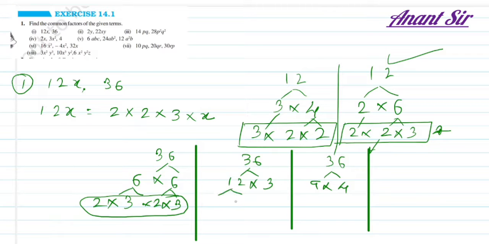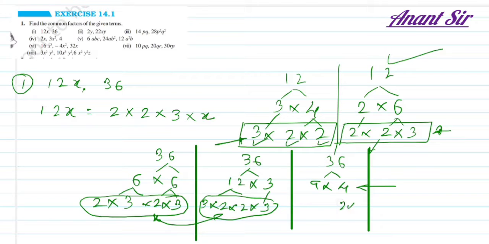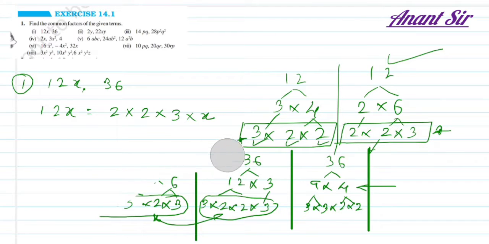If you do it 12 times 3, you already know the prime factors of 12 now: 3, 2 and 2. So it will be 3, 2 and 2 and this 3 as it is. So see, you get the same numbers. If you do it like this, 9 times 4, you will write 4 as 2 times 2 and 9 as 3 times 3. So you get the same factors, 2 times 2 and 3 times 3.